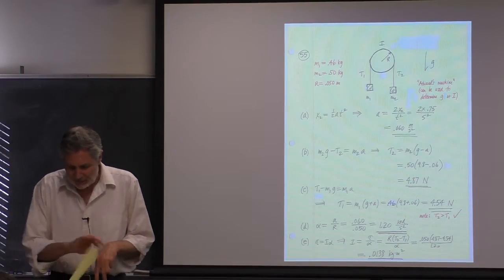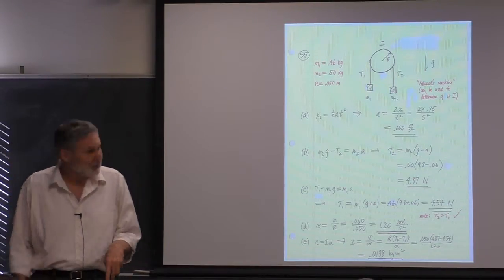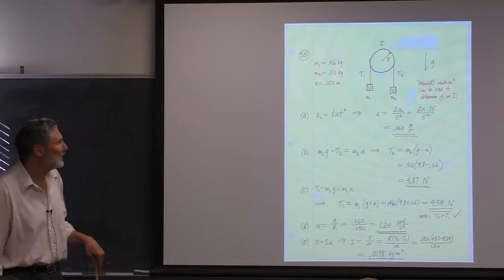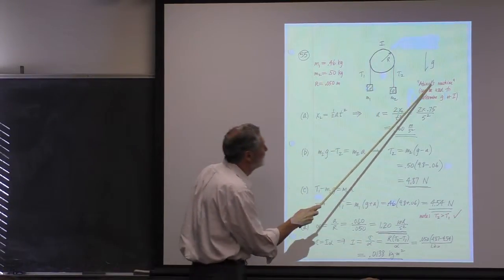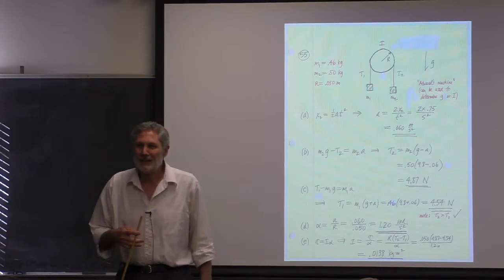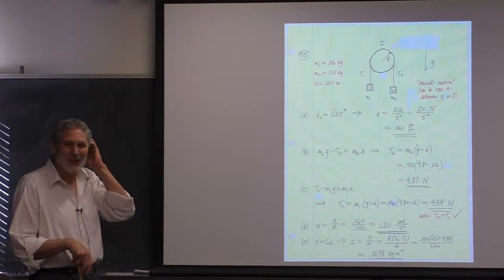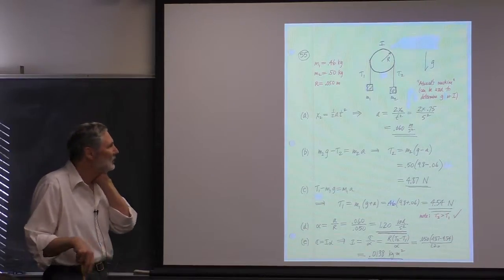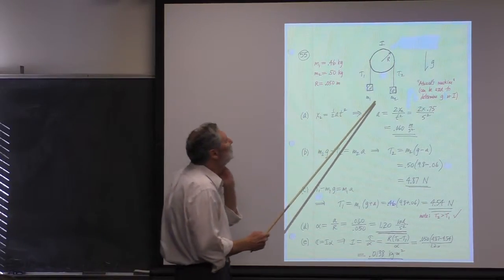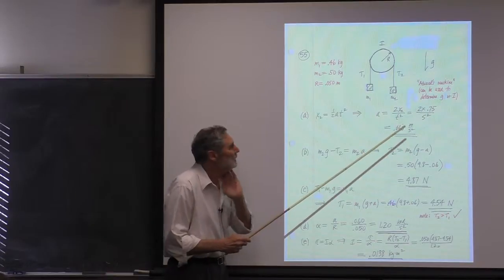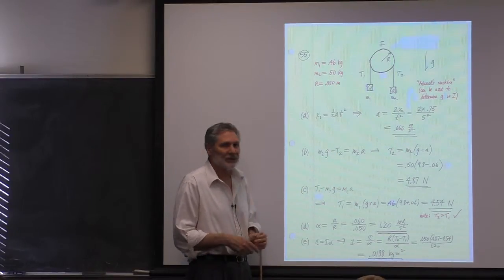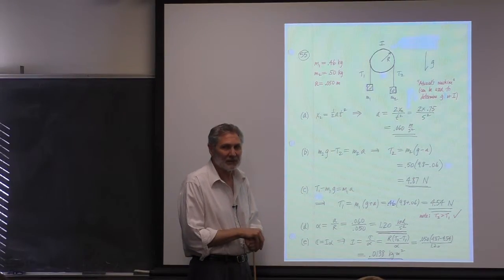Okay, I don't know if you're going to believe this, but this system actually has someone's name attached to it. It's called an Atwood's machine. So you might think, somebody's name is attached to this? Well, how can that be? Well, historically, it was used, I think, to accurately determine the acceleration due to gravity.